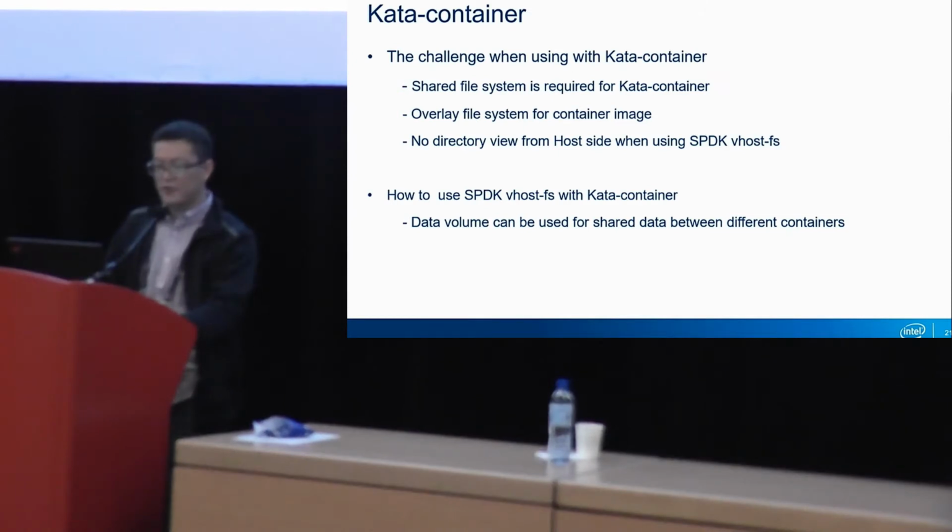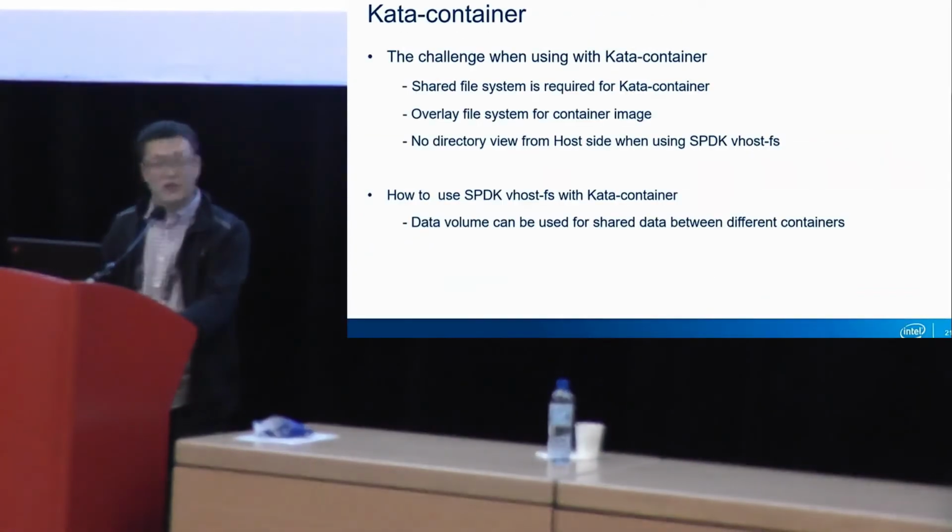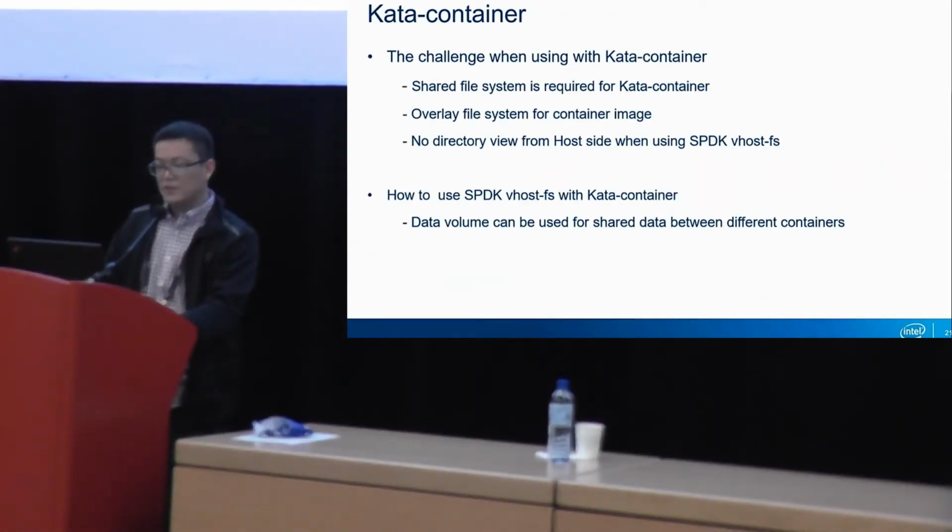So the challenge for using SPDK Vhost-fs in the Kata containers is that a shared file system is required for the Kata container root FS image, and there is the overlay file system for the container image. But the most important issue for SPDK is that there is no direct view from the host side when using SPDK Vhost-fs, because you cannot use the ls command to list the directories or files on the host side. You cannot see that directory.